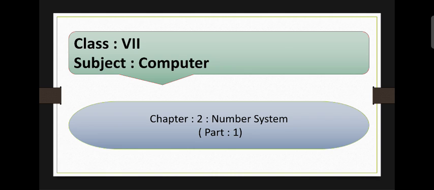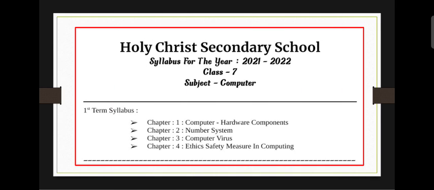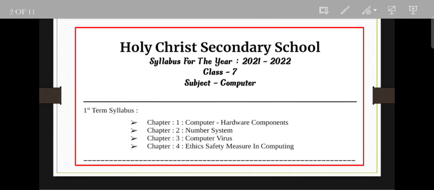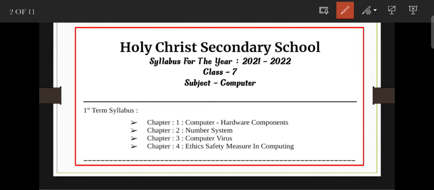Today I am going to start a new chapter, chapter number 2, number system. This is the syllabus of the first term examination, and I have already completed chapter number 1, chapter number 3 and chapter number 4. And today I am going to start chapter number 2, which is number system. This chapter is very important, and all of you have to read each and every chapter very carefully for your first term examination.